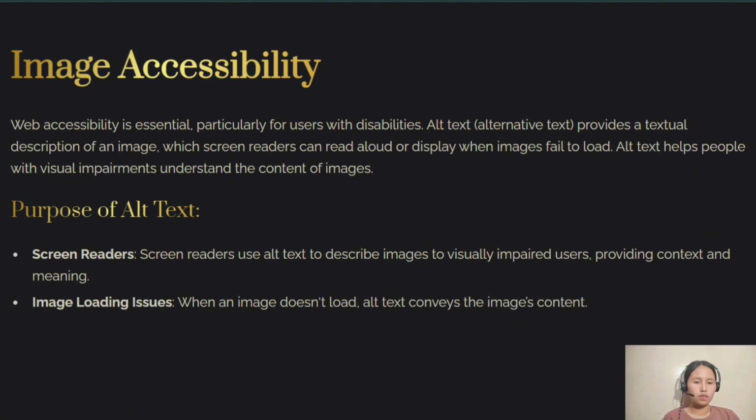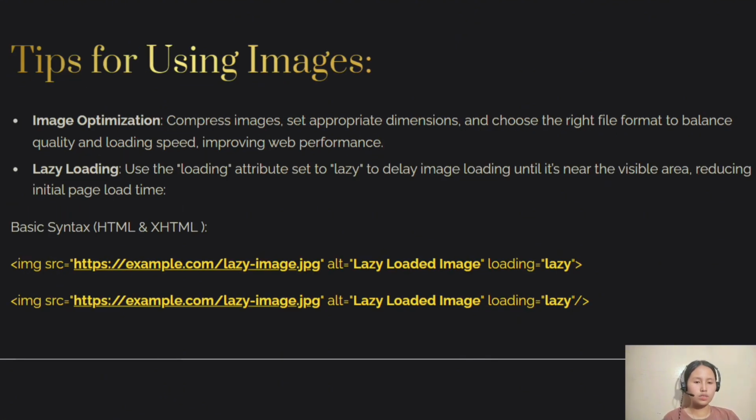Then let's proceed to tips for using images. First, image optimization. Compress images, set appropriate dimensions, and choose the right file format to balance quality and loading speed, improving web performance. The second one is lazy loading. Use the loading attribute set to lazy to delay image loading until it's near the visible area, reducing initial page load time.